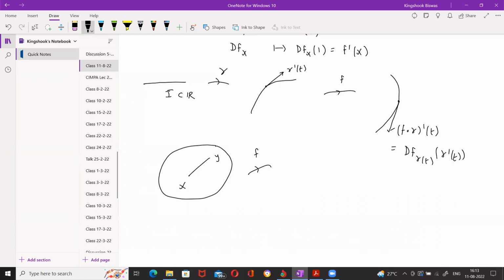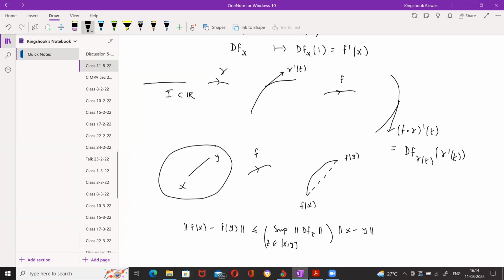And then if I look at the image of this line segment under f, that will be some curve joining f(x) to f(y). Okay. And what I'm estimating is this straight line distance, right? Norm f(x) minus f(y). So the estimate is that norm f(x) minus f(y) is less than or equal to the sup of norm df(z) over z in the interval xy, times norm x minus y. Okay.